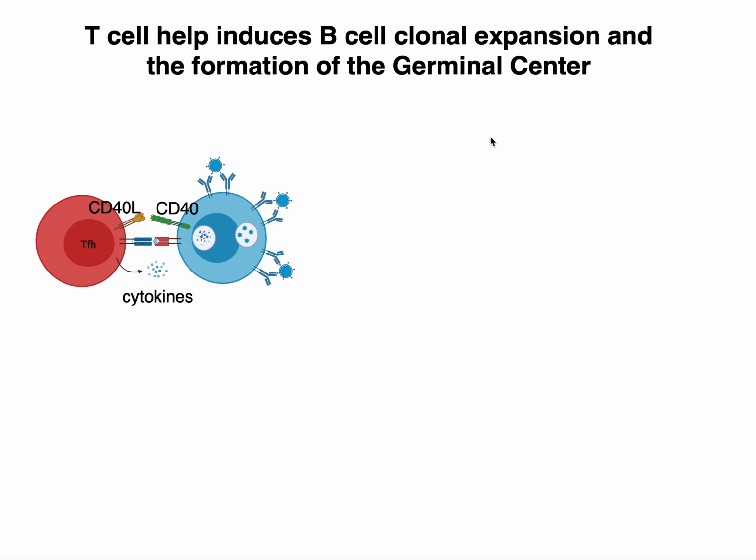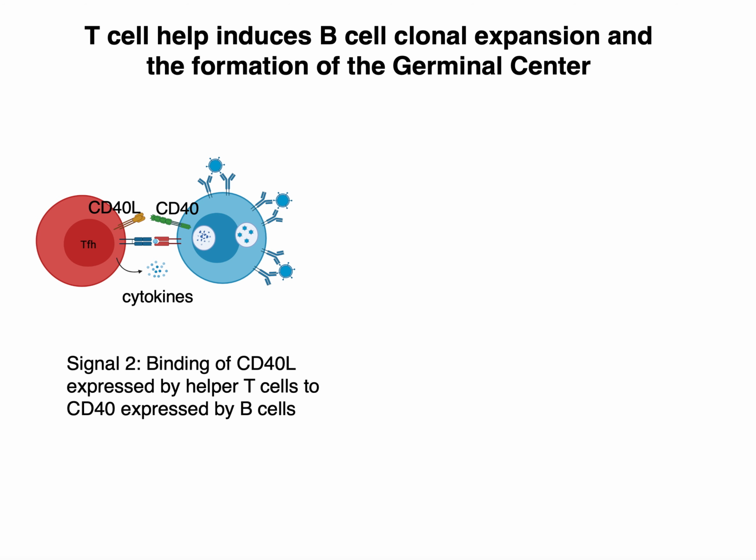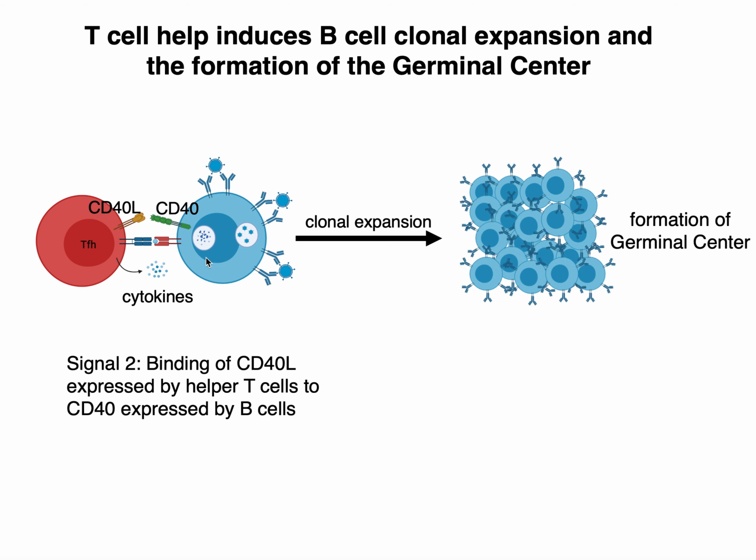However, when activated B cells also interact with T helper cells, these T helper cells produce cytokines, and they express this co-stimulatory molecule CD40 ligand, which in turn binds to CD40 on the surface of B cells. This leads to much stronger B cell activation. So this is a co-stimulatory or signal 2 interaction that enhances B cell activation, which leads to robust clonal expansion, and this is what is required to get the formation of a germinal center.